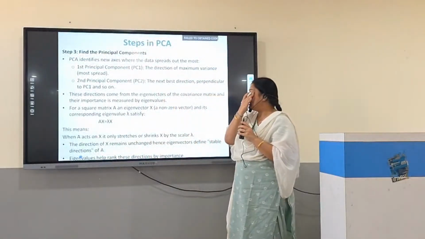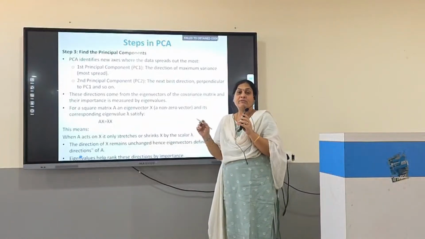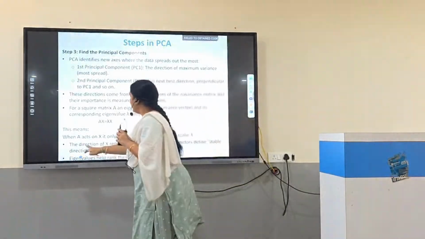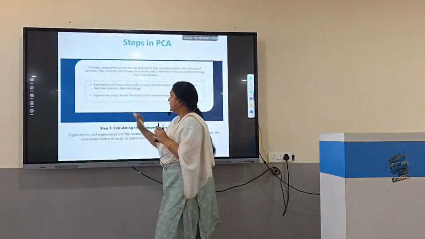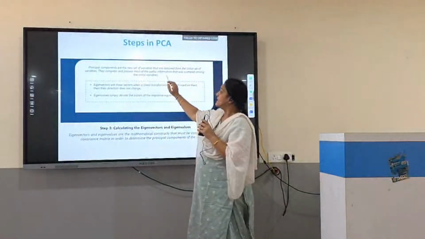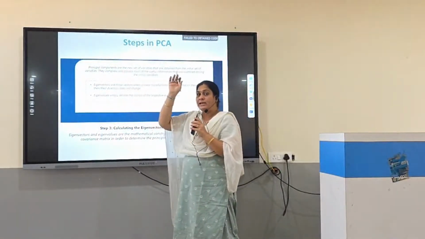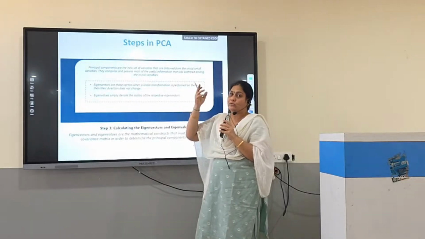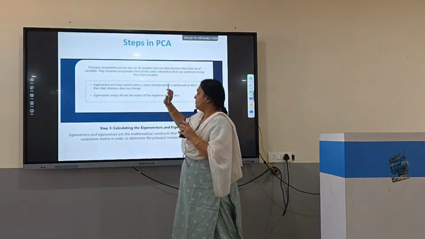How are you finding the principal components? By calculating the eigenvectors and the eigenvalues. Okay? How do you do that? I'll tell you. So you use this Ax equal to, okay, here. Principal components are the new set of variables that are obtained from the initial set of variables. From the initial variables, we are trying to find the principal components. They are also variables only, right? They compress and retain most of the useful information in this data.